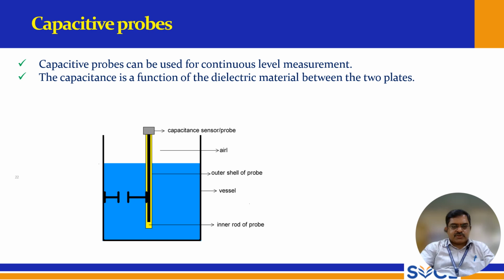And capacitive probes. This is the capacitive probe, kept in the liquid, and this is how it is measured. And this is air. This is the outer shell of the probe, this is the vessel, and this is the inner rod of the probe. The capacitive probes can be used for continuous level measurement. The capacitance is a function of the dielectric material between the two plates. So this is how the capacitive probes are used here.